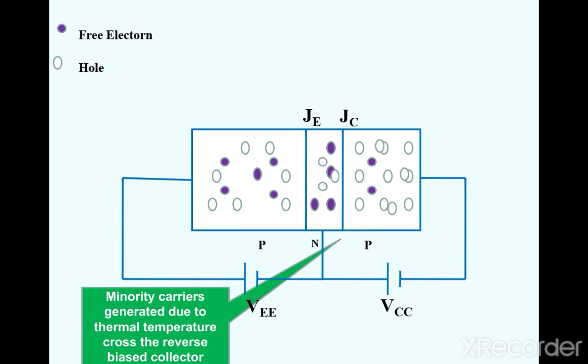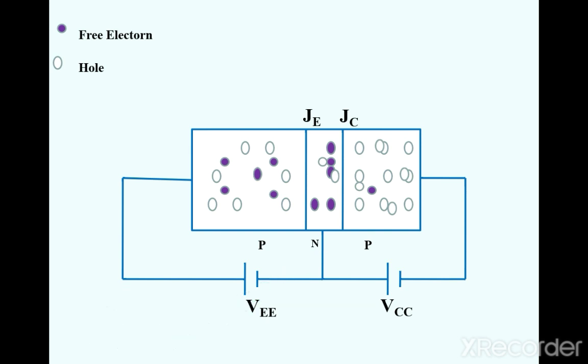So when we connect the collector and base junction in reverse biased mode, there is an attraction force. Due to this attraction, the holes in the collector move towards the negative terminal. The electrons in the emitter move towards the positive side. So due to this attractive force, there is no current due to majority charge carriers, only due to minority charge carriers.